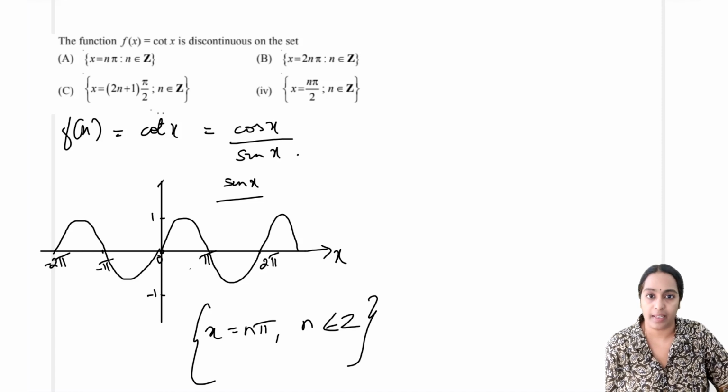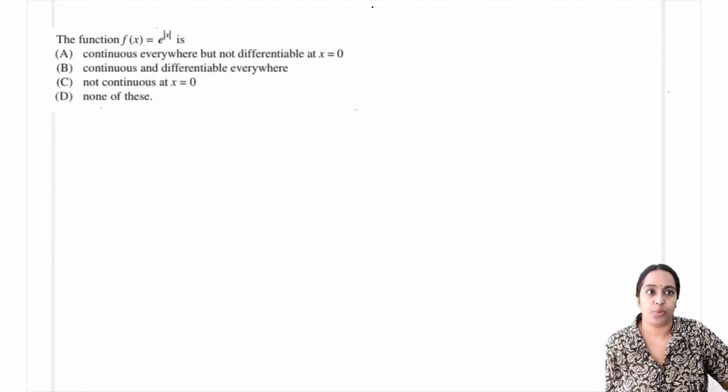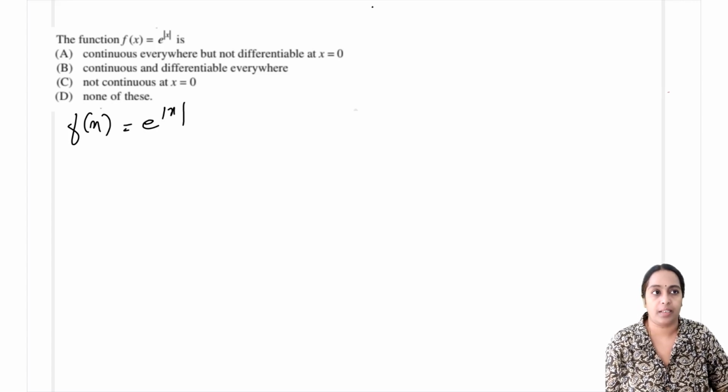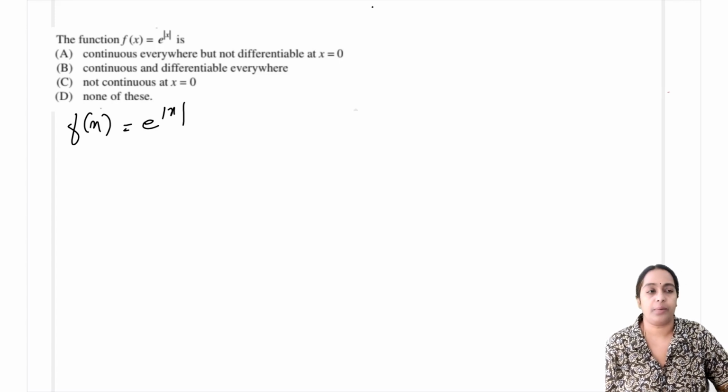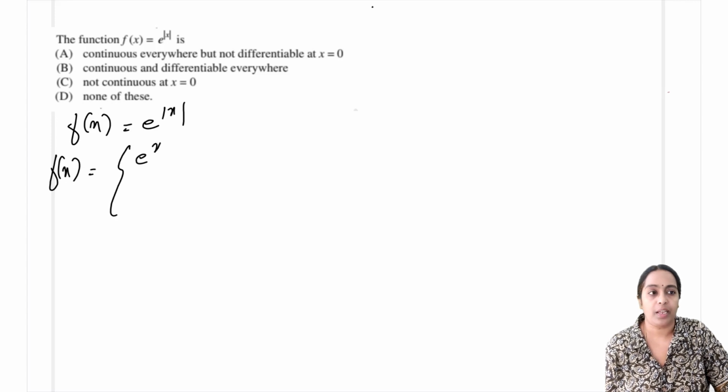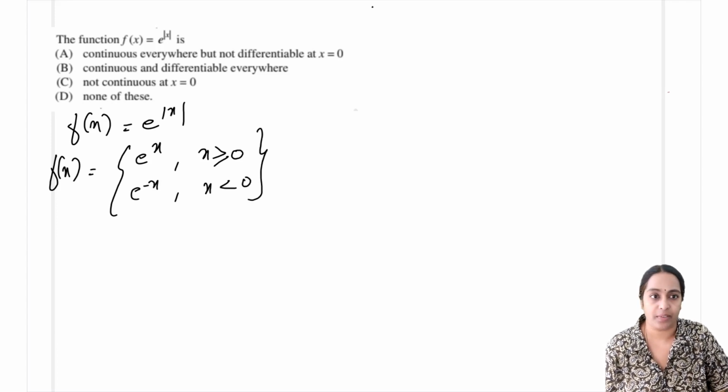Now moving on to the next question number 4. The question says f of x is e power mod x. And the options are: continuous everywhere but not differentiable at x is equal to 0, continuous and differentiable everywhere, not continuous, none of these. Okay, so now for checking for continuity, it says e power mod x. So x is having both positive and negative values. So f of x is going to be equal to e power plus x for all x greater than or equal to 0, e power minus x when x is taking the values less than 0. So we have this function.